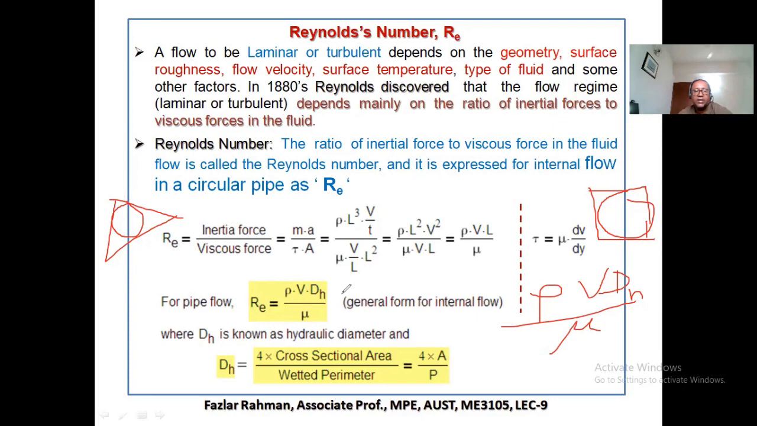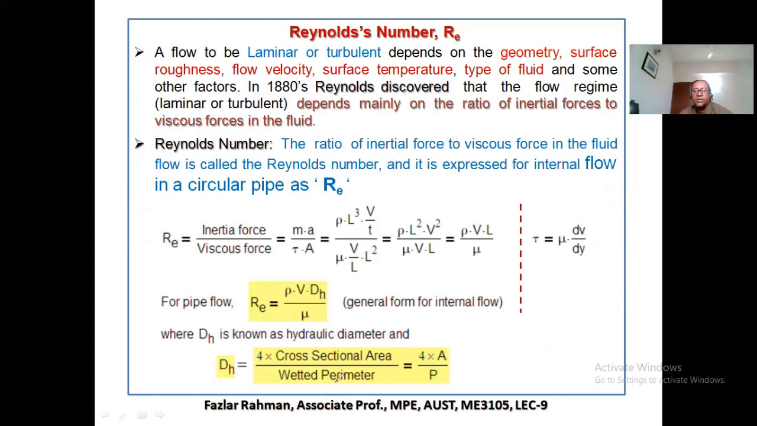Now, how will you figure out the Reynolds number? Rho is the density, V is the velocity of the fluid, mu is the viscosity. So you just need to figure out the hydraulic diameter. Hydraulic diameter equals 4 into cross-sectional area divided by wetted perimeter. So you need to know what the wetted perimeter is.